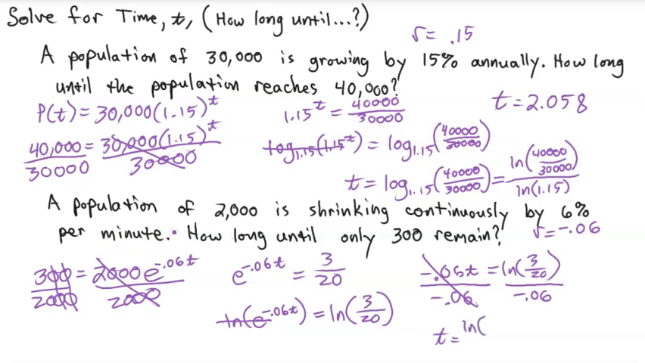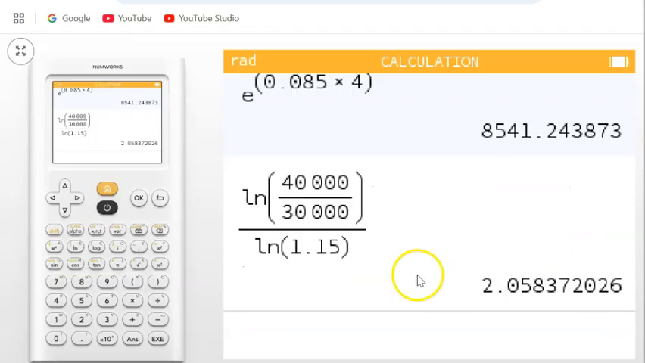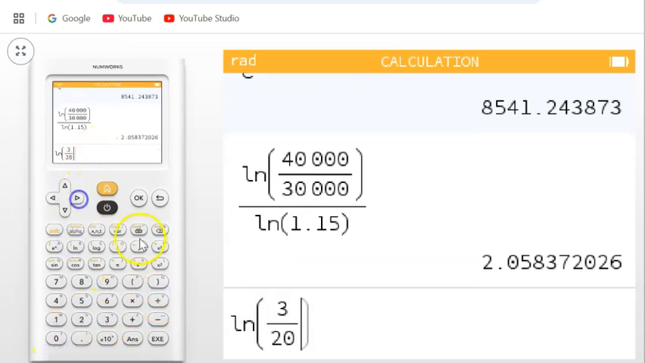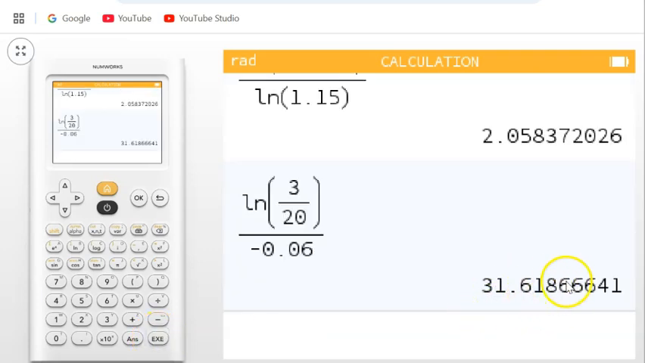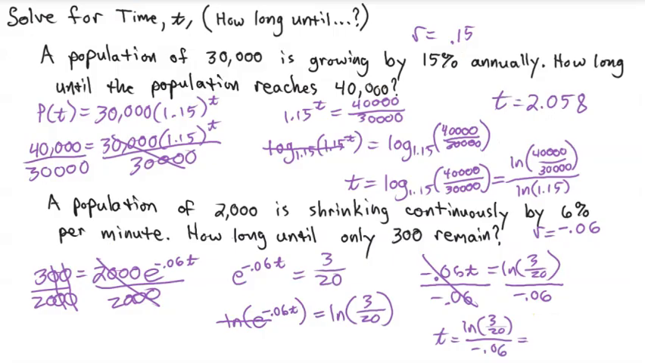T is equal to the natural log of 3 over 20 divided by negative 0.06, which we can do in the calculator, okay? So we're going to do the natural log of 3 over 20. We're going to close the parenthesis, then divide that by negative 0.06, and we get 31.619. This 6 is going to make this 8 and 9, so it's 31.619 minutes. Okay? Let's try another one.